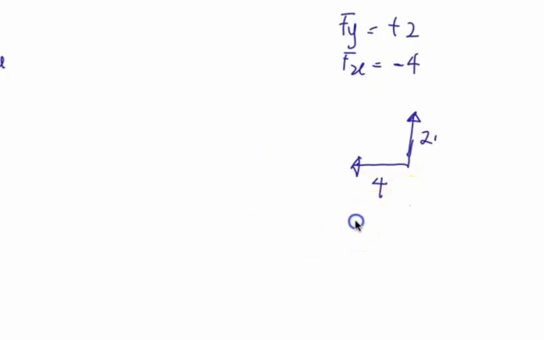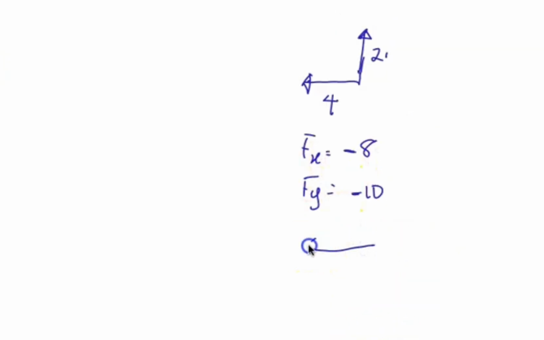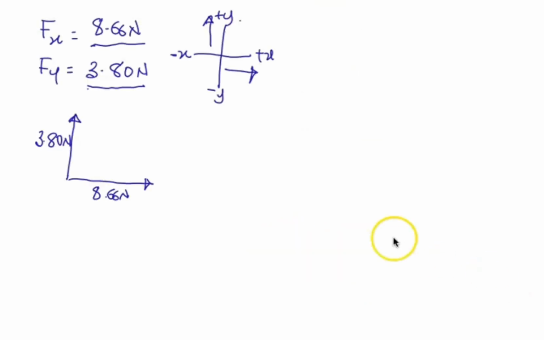So let's say we have another one. Let's say we have Fx to be negative 8, and then we have Fy to be negative 10. Similarly, it tells us that the x is acting towards the negative x-axis, which is this way, and y is acting towards the negative y, which is this way. But then Fx will be 8, and Fy will be 10. So coming back, the sign just tells you direction, but it's never used in solving.